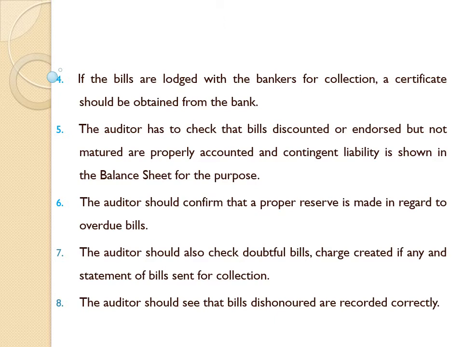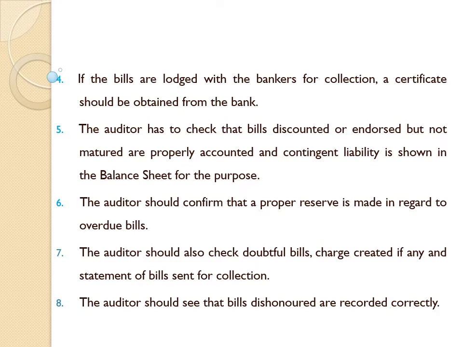The auditor has to check that bills discounted or endorsed but not matured are properly accounted, and contingent liability is shown in the balance sheet for the purpose. Bills discounted and bills endorsed, checking is the responsibility of the auditor, and the auditor should also focus on whether bills discounted or endorsed but not matured are properly accounted.